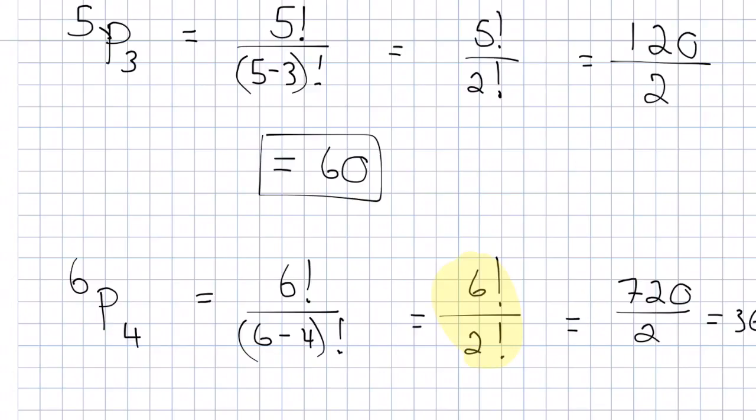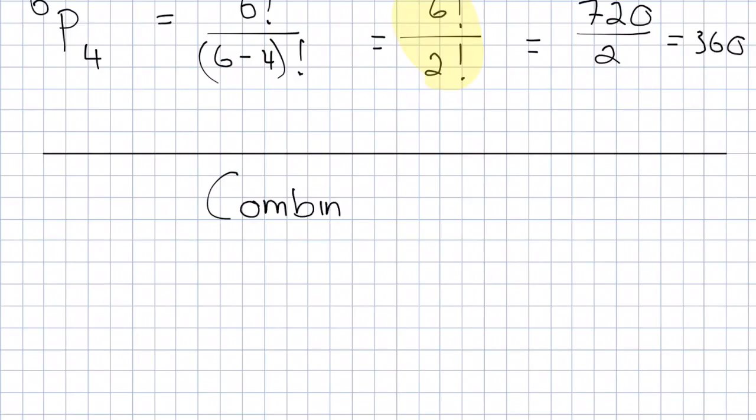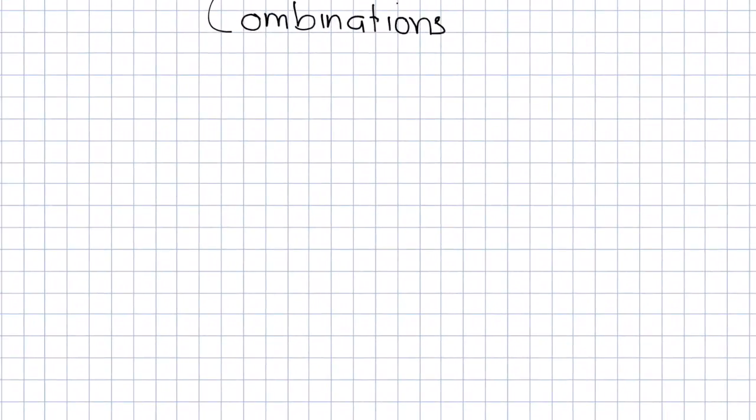So we'll have a look at combinations now. The only difference between permutations and combinations is that in a combination the order doesn't matter, whereas in a permutation it does. And what do I mean by that? Well, the best way to explain that is with an example. So let's have a look at combinations. Here's a permutation of the letters ABC.